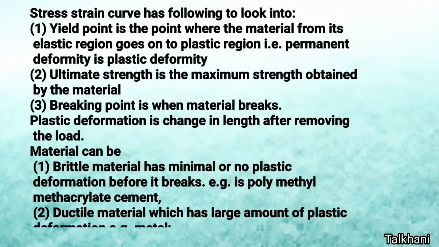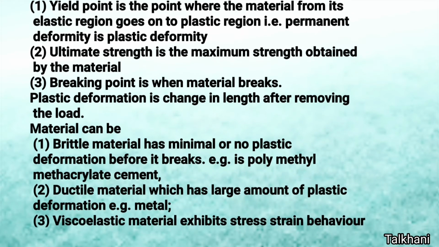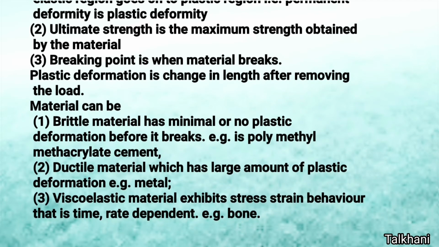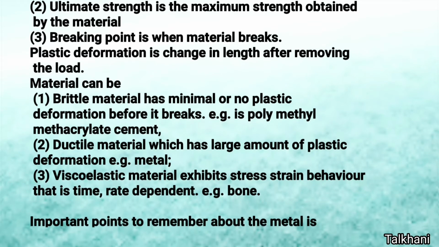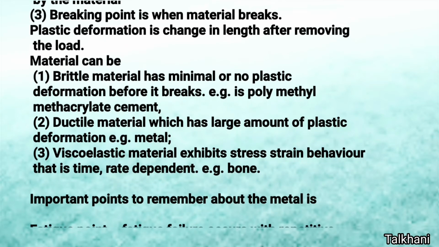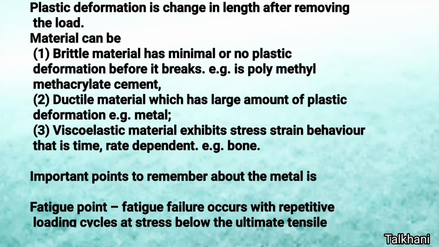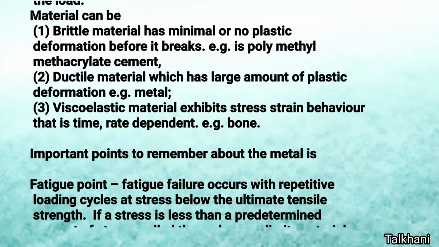Fatigue failure is a property of metal. Fatigue failure occurs with repetitive loading cycles at stress below the ultimate tensile strength. If a stress is less than a predetermined amount of stress, called endurance limit, material may be loaded cyclically an infinite number of times without breaking. Creep is progressive deformation of metal over an extended period. Corrosion is dissolving of metal.